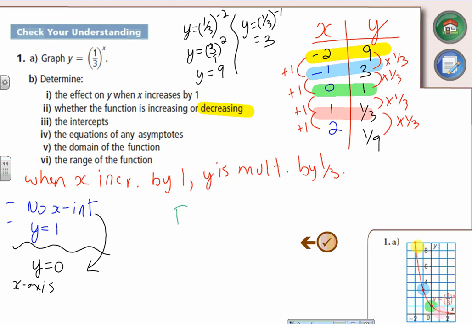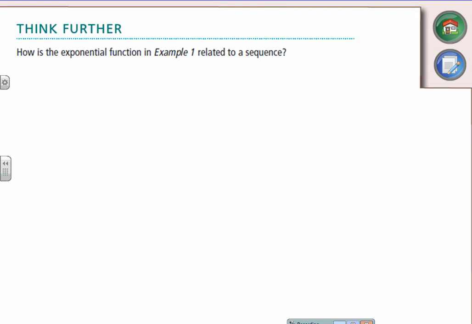Okay, domain and range now. Domain: I can plug anything in for those x values, whatever I want. Positives, negatives, fractions, doesn't matter. You can put them in there, x is all real numbers. But for the range, everything is up and above that asymptote. So it's greater than 0.